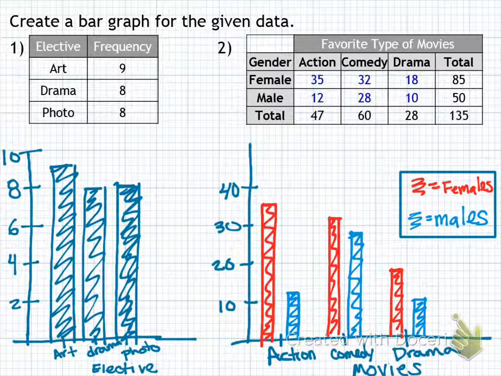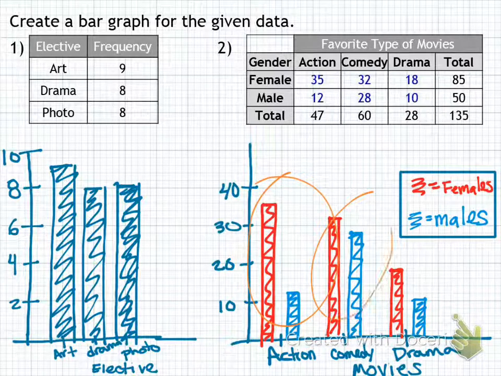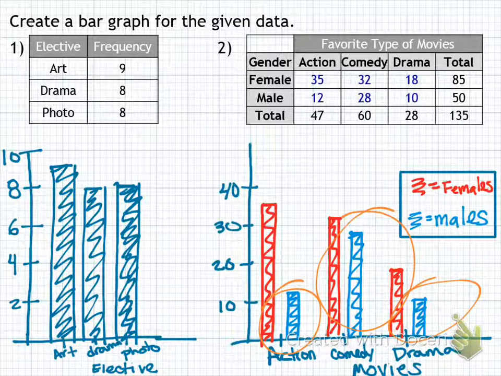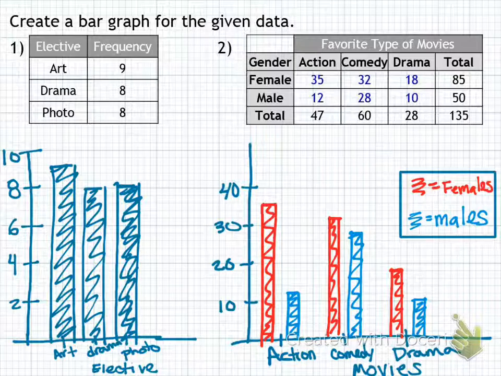So just from looking at this, I can see, okay, well, there were definitely more females surveyed because each category has more females than males. Also, males mostly liked comedy, and the rest of them were split between action and drama pretty equally. Females preferred action the most and drama the least. Okay, so there's a lot of data that I can pull from that.